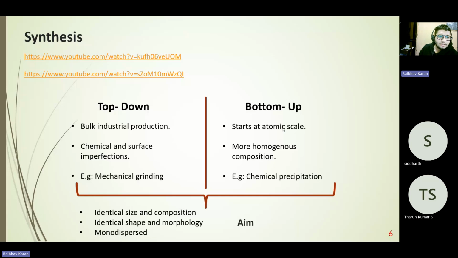The examples are mechanical grinding, as we explained in case of the top-down approach, and for bottom-up approaches, chemical precipitation, where the atoms precipitate to form nanoparticles. These are chemical precipitations.